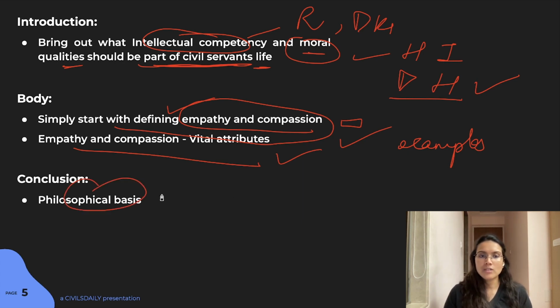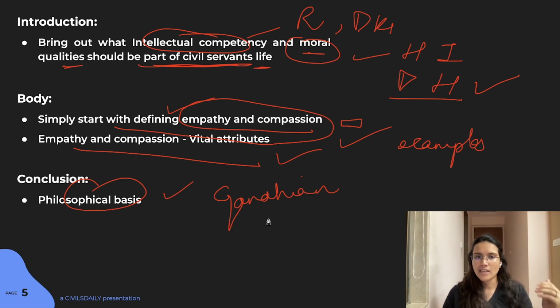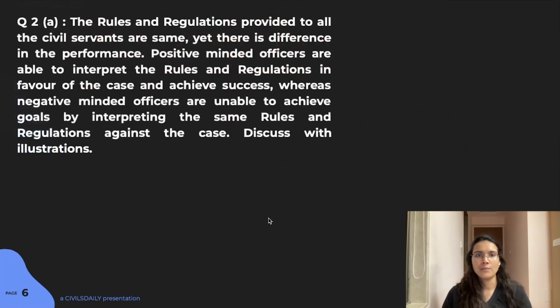How you conclude this particular answer is basically you can conclude it on a philosophical basis. Just add the Gandhian talisman here, right? Because that would give a good touch to the end, where you actually talk about thinking about the poorest person you've seen and then taking the decision. So it actually links the compassion and how to bring compassion in our decision making. So I think that would be like the cherry on top for this particular answer.